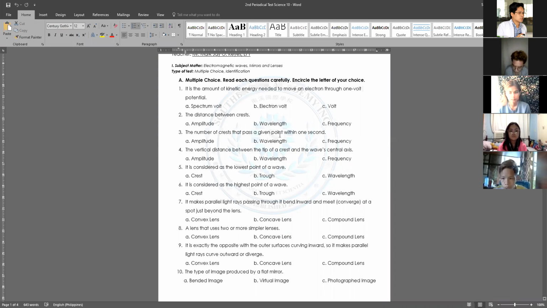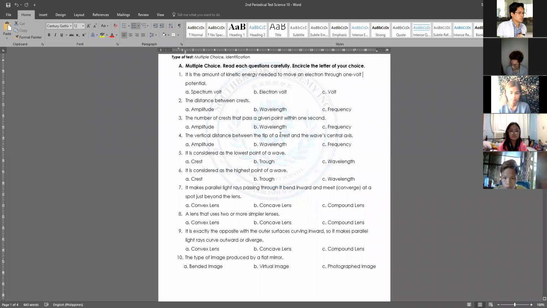Number two, let's have Nino. The distance between the crests. C. A, B, wavelength. You're guessing, Nino. What is the correct answer? Wavelength, B. Wavelength. Correct.